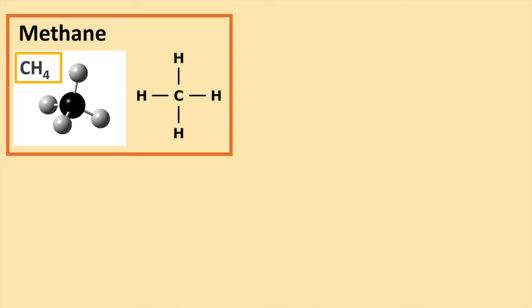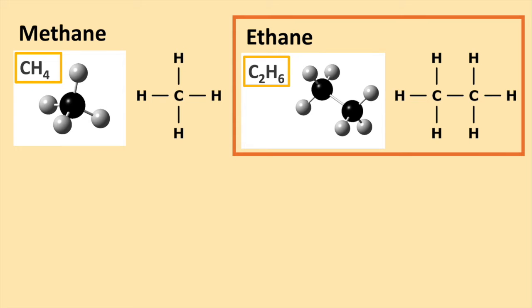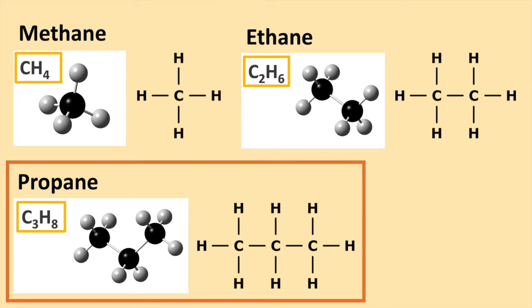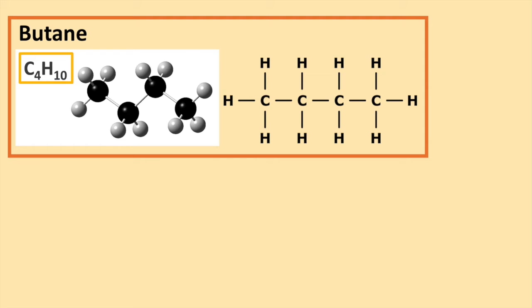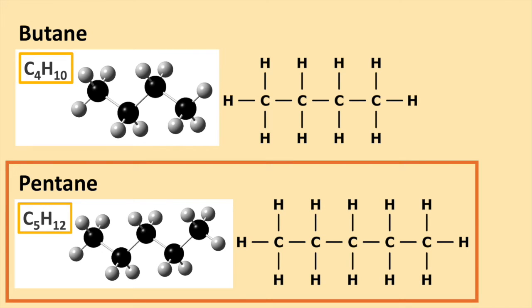Methane has 1 carbon and 4 hydrogen atoms, so it has a formula of CH4. Ethane has 2 carbons and has a formula of C2H6. Propane has a formula of C3H8, butane has a formula of C4H10, and pentane has a formula of C5H12.